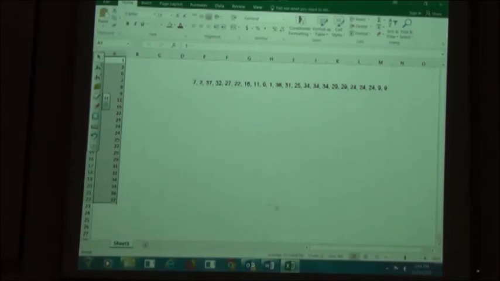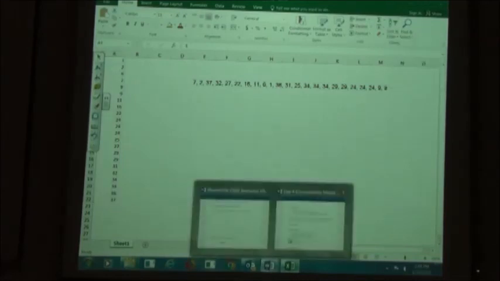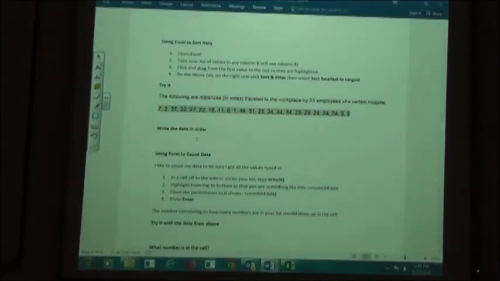But you said you put sort in order or whatever? Yep, you go sort and filter and just go from smallest to largest, and then it should sort them and put them in order for you. Okay. Easy as that. And then of course I wrote over here, write your data in order. That's easier than the calculator. Probably is.